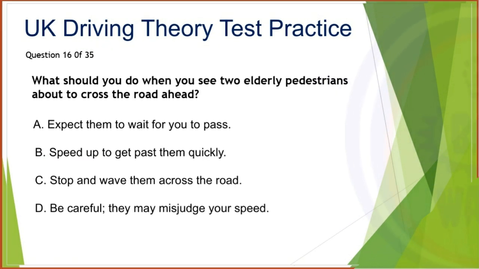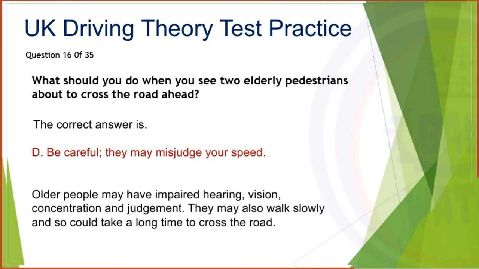Question 16 of 35. What should you do when you see two elderly pedestrians about to cross the road ahead? A. Expect them to wait for you to pass. B. Speed up to get past them quickly. C. Stop and wave them across the road. D. Be careful, they may misjudge your speed. The correct answer is D.